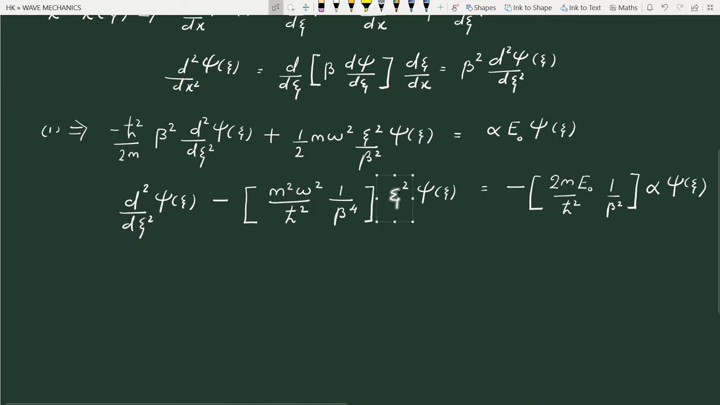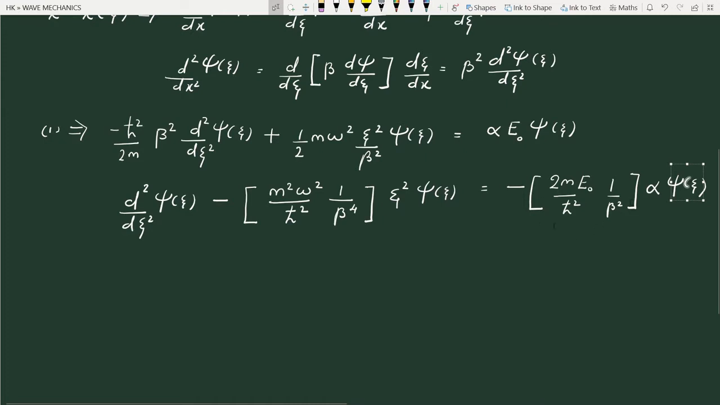And what is outside the square bracket? Theta square psi theta. Remember, theta square is dimensionless. Theta is dimensionless, and psi is a function of theta now, so it's also dimensionless. So I have put the dimensionless quantities together, and other quantities I have just put in the square bracket. On the right side also, alpha is dimensionless, psi theta is dimensionless now. Other quantities I grouped together.